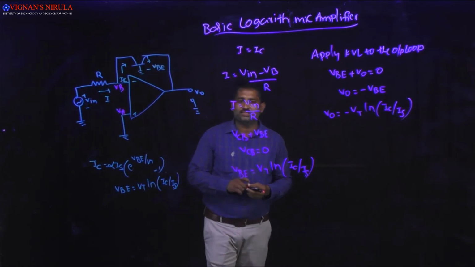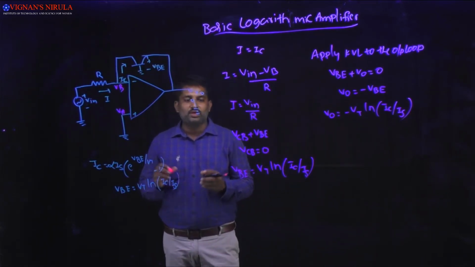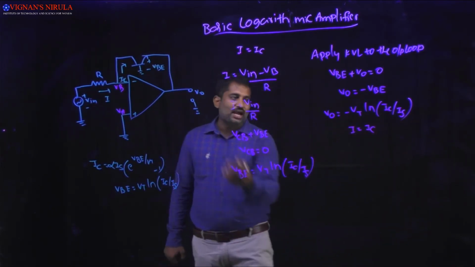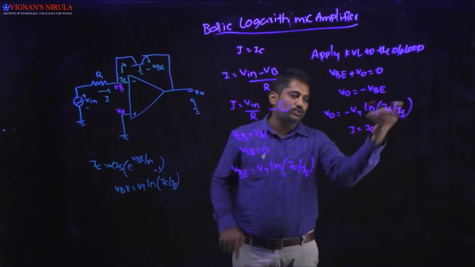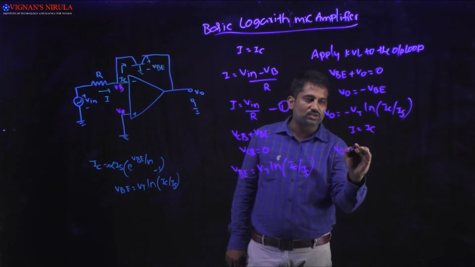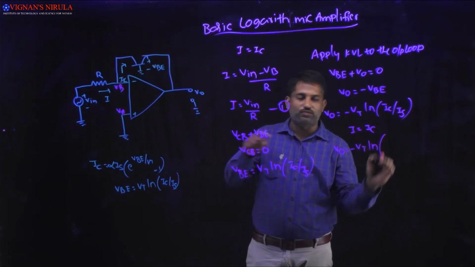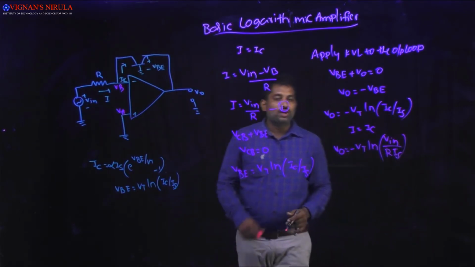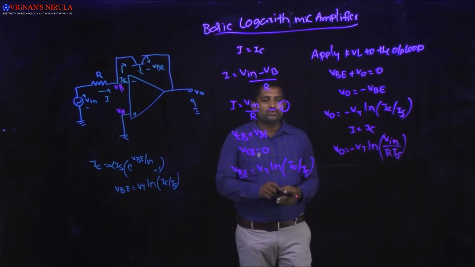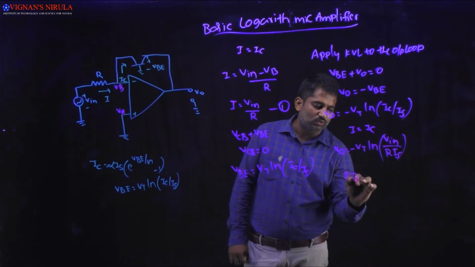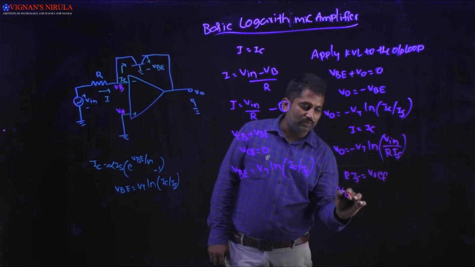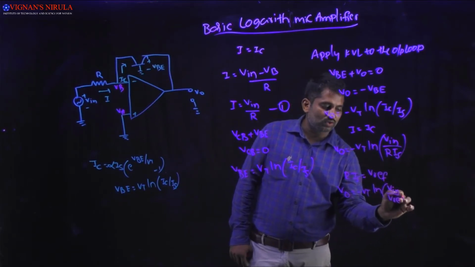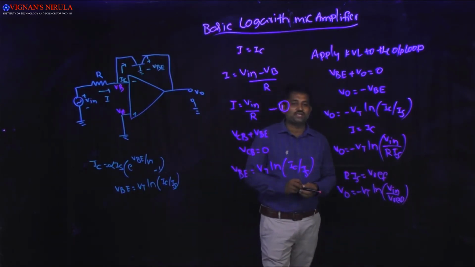The op amp input current is equal to 0, so I will be equal to IC. We already calculated I in equation 1, so substitute it in the V0 equation. V0 is equal to minus VT into ln of Vin divided by R into IS, and R into IS will be taken as the reference voltage. Assume R into IS is equal to V reference. So V0 will be equal to minus VT into ln of Vin divided by V reference, which is the output voltage of the basic logarithmic amplifier.